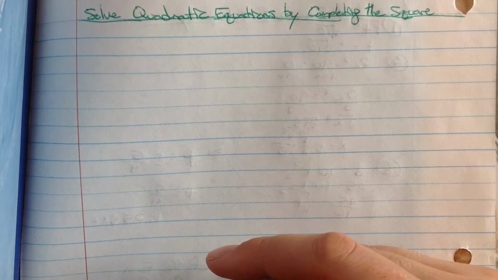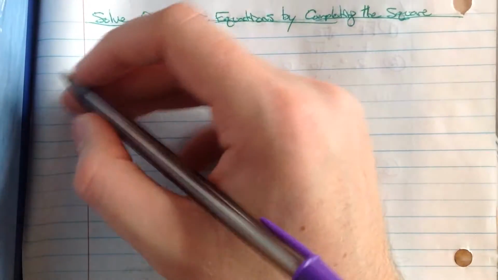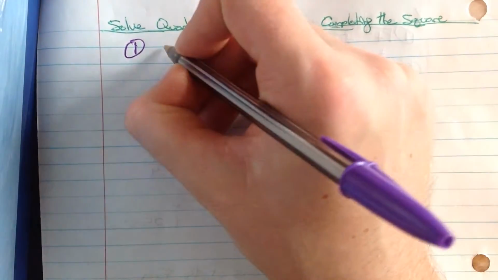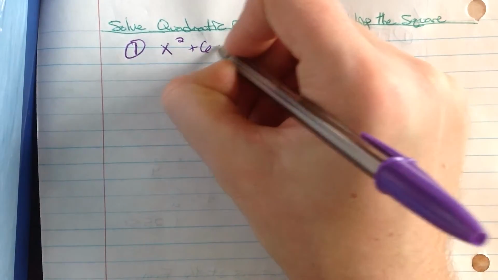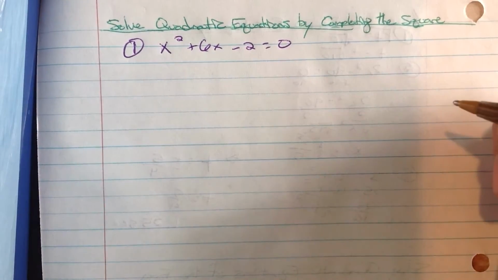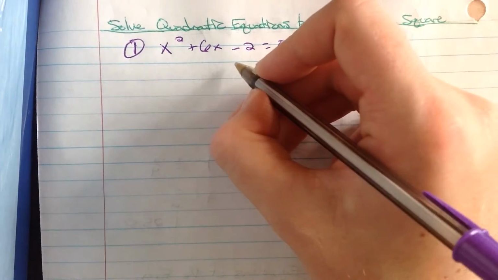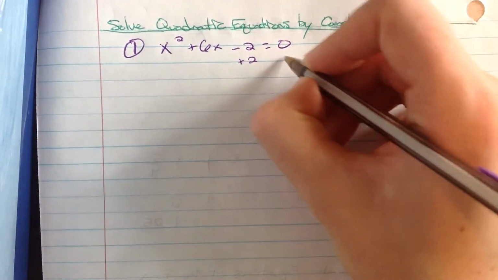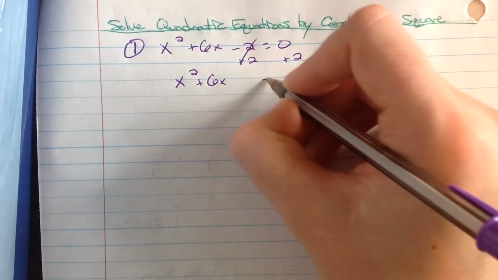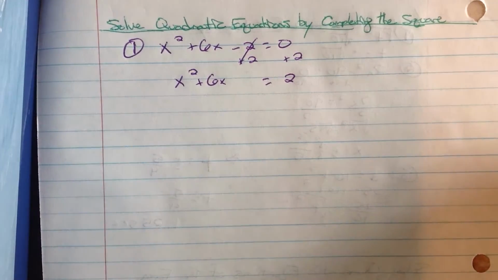Solve quadratic equations by completing the square. So, first off, let's say we were given x squared plus 6x minus 2 equals 0. The first thing we want to do is pull the 2 to the other side. So we want to leave just the variables on one side and 2 on the other.